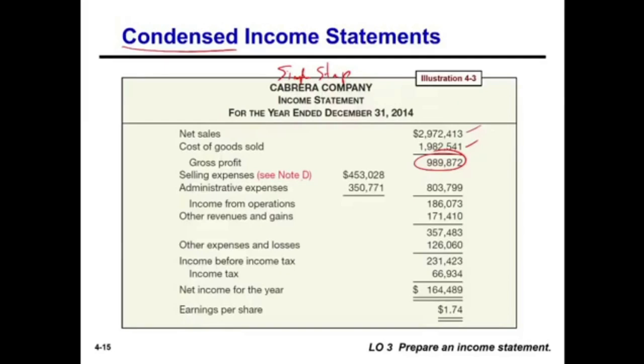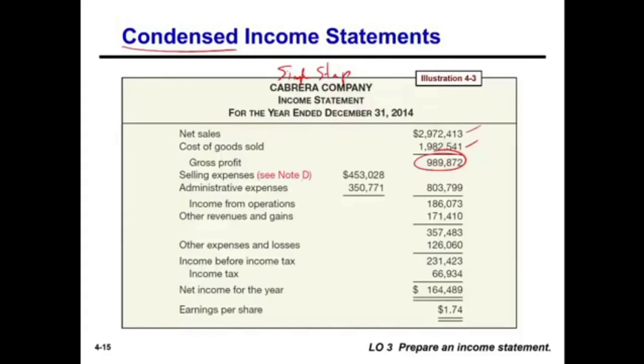Actually, this is condensed. This is not the single step, because the single step emphasizes revenues minus expenses. It will have everything combined together. Maybe I should go to the textbook to see if there's a single step income statement.